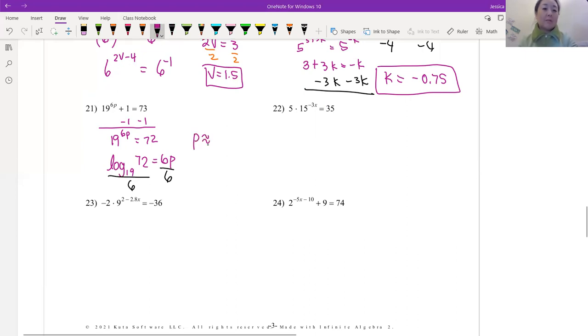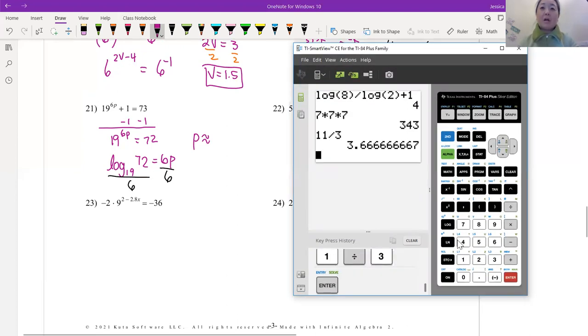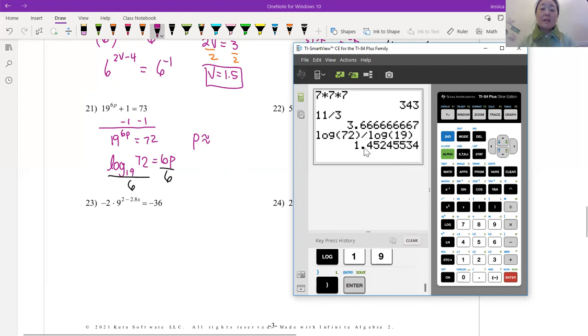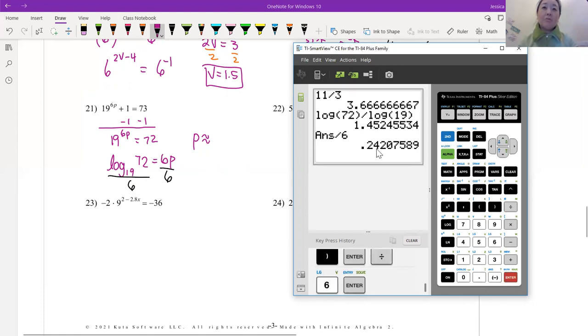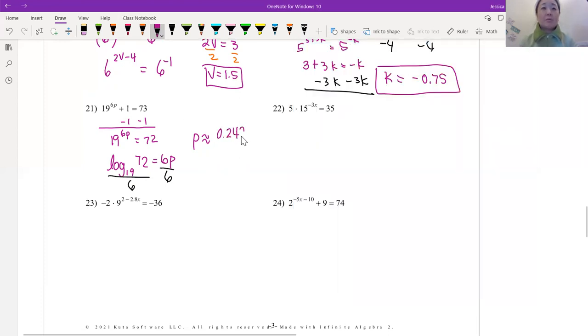Let's do some calculator work here. So log of 72, divide that by log of 19. What is that going to be? 1 point whatever. And we're going to take that and divide that by 6. There we go. So it's going to be 0.2421-ish. Okay, and if you don't believe me, put that back into the equation and see if that helps, right? Because it should give you about 73. It won't be exact just because remember we rounded this.